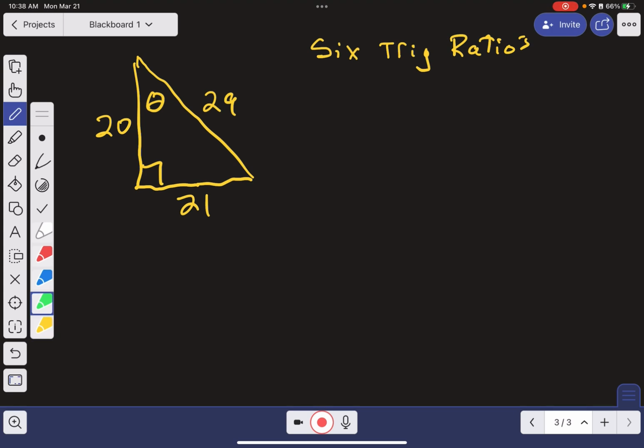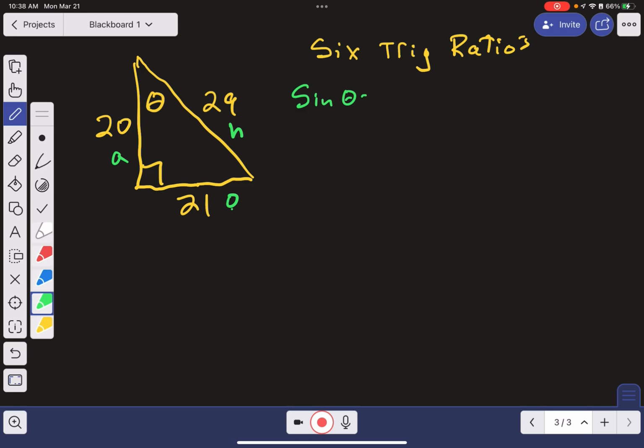Step 1, always label sides first. And this just helps you down the line. You don't have to look back and forth. Which one's the hypotenuse? 29 is the hypotenuse. Which one's adjacent? 20 is adjacent and 21 is opposite. Now I have them all listed. So now I can go through my ratios.